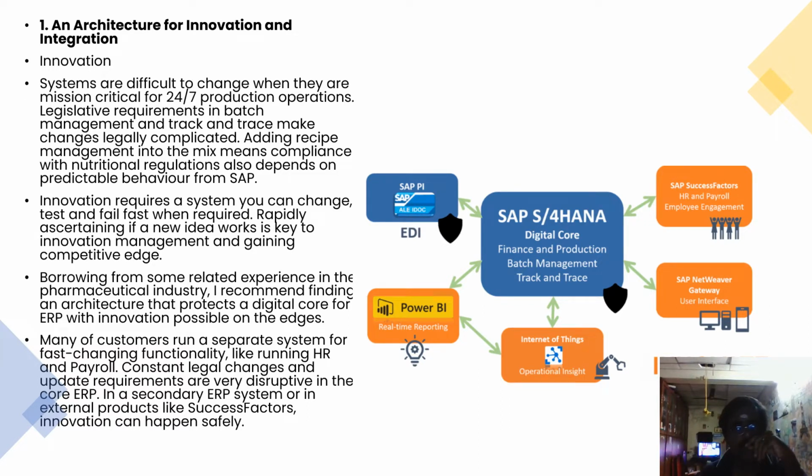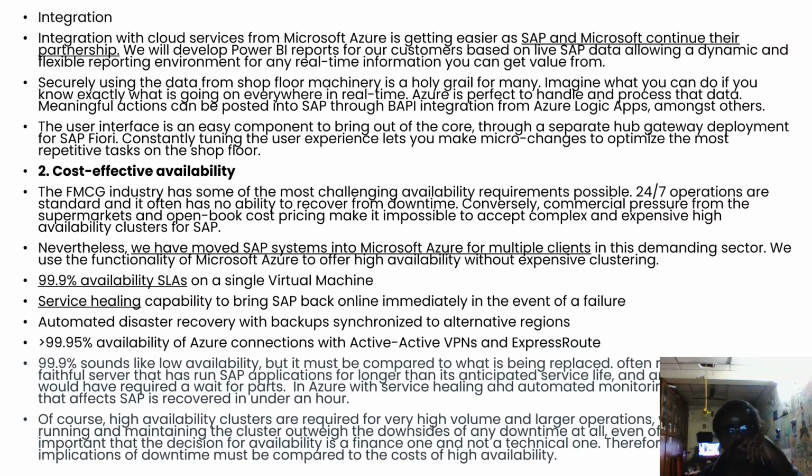I recommend finding an architecture that protects the digital core for ERP, with whatever innovations are possible on the edge. Okay, and many of the customers run a separate system for fast changing functionalities. In the case of FMCG, like running HR and payroll, constant legal changes and update requirements are very disruptive in the core of ERP. So in a secondary ERP system or in external products like SuccessFactors, innovations can happen safely. Okay.